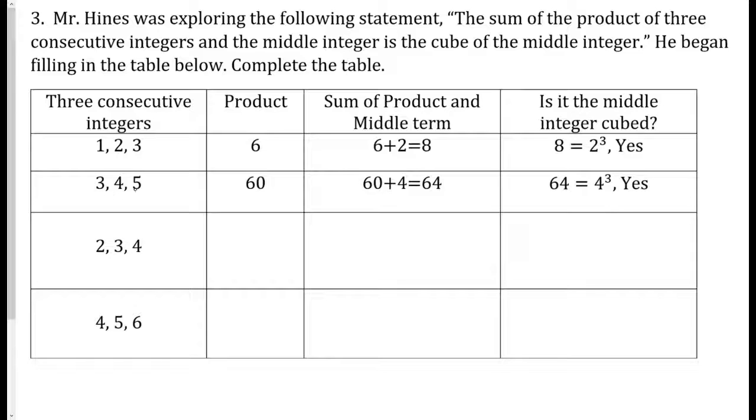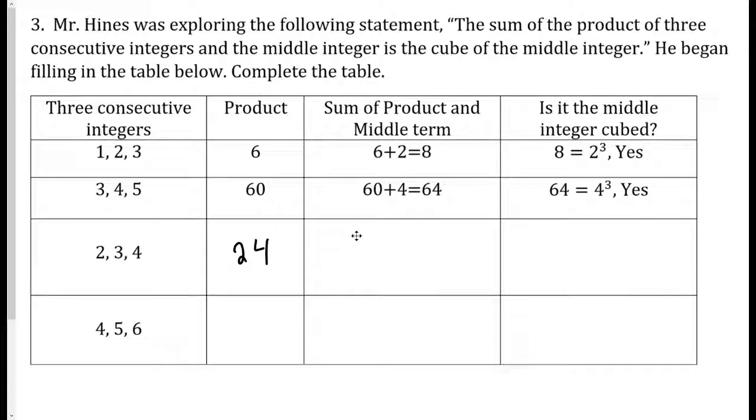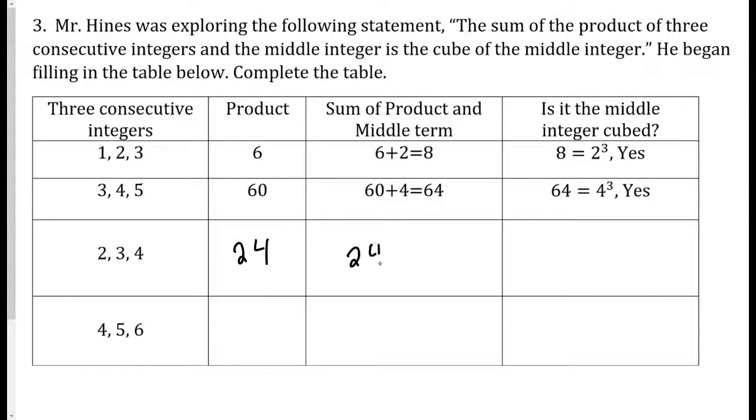3 times 4 times 5. 12 times 5 is 60. 60 plus the middle one, which is 4, is 64. 64 is 4 cubed. Yes, that holds. So if I do 2 times 3 times 4, that gives me 24. Now I want to take that and add the middle integer to it. So that gives me 24 plus 3, which is 27. We know that 27 is 3 cubed. So the statement does hold again.